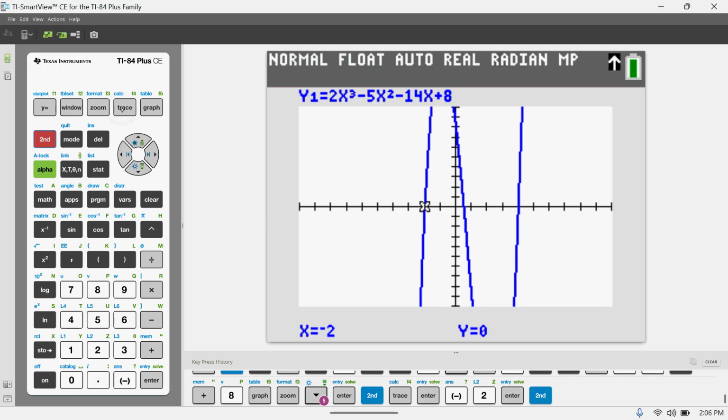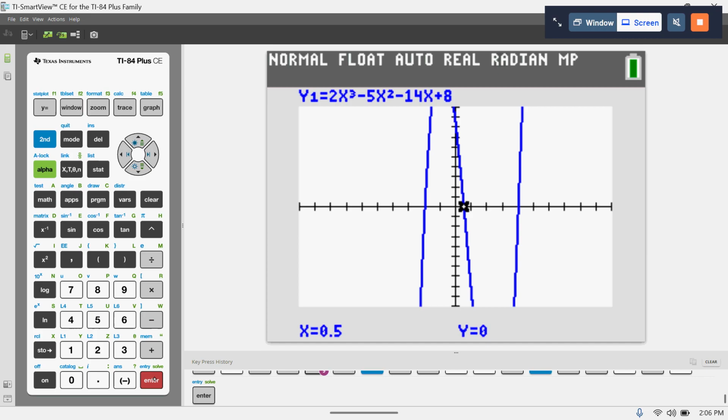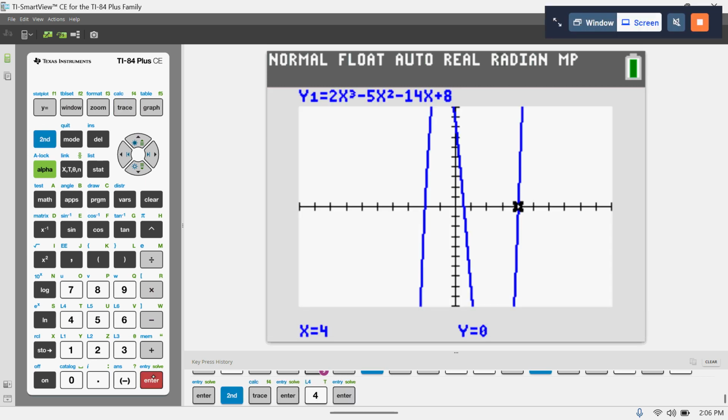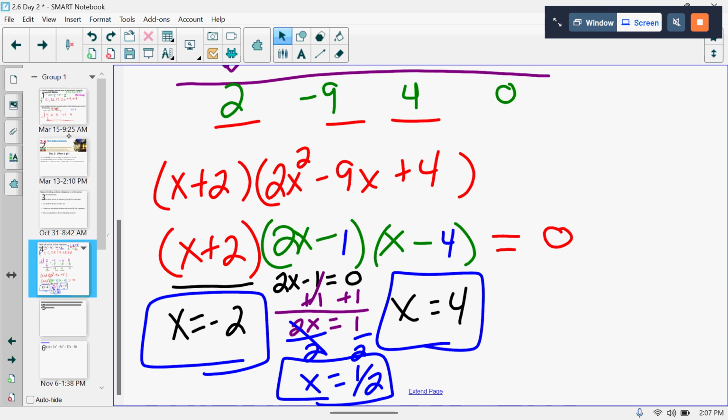Let's do second trace again, and let's check our second one, 1/2. So hit enter, and yep, look at that. When x is 0.5 or 1/2, y is 0, and it's putting you there on the graph too. And then we could do it one more time and check our answer of 4. And yep, 4, 0. So we know for sure those 3 answers are correct. Okay. Any questions so far?